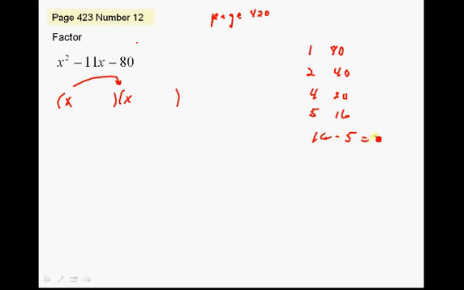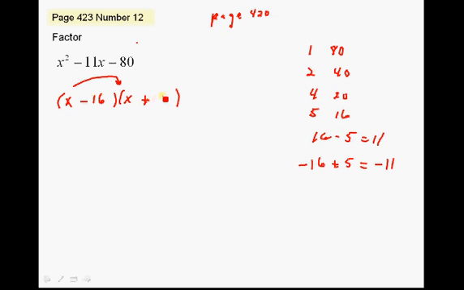Now check this out, because the last term is negative. One of them has to be negative and one has to be positive, because a positive times a negative gives us a negative. That's the only way we're going to get that. We also know the middle term has to be negative. So it has to be negative 16 plus positive 5, the only way we're going to get a negative 11. So it's got to be x minus 16 and then x plus 5. That's what we write down for an answer.